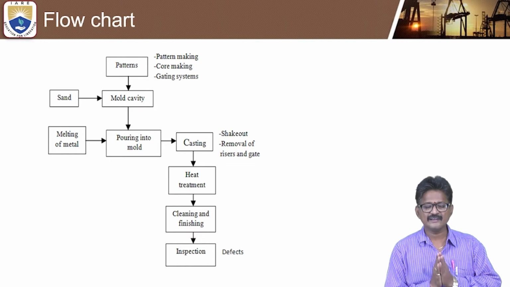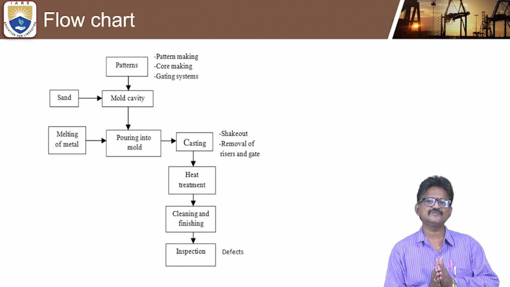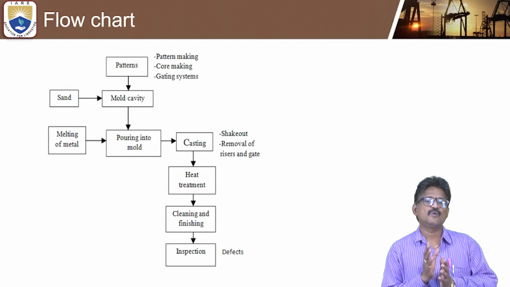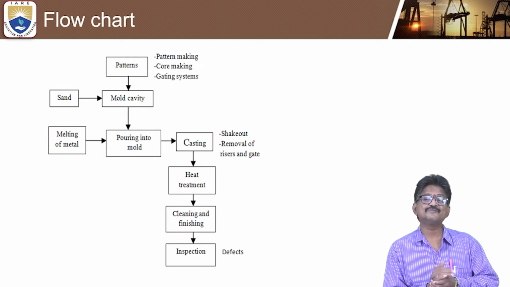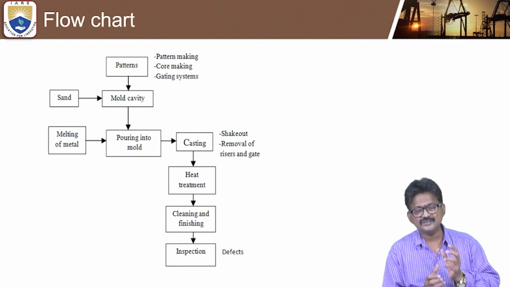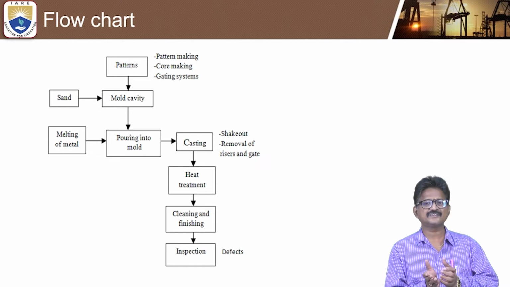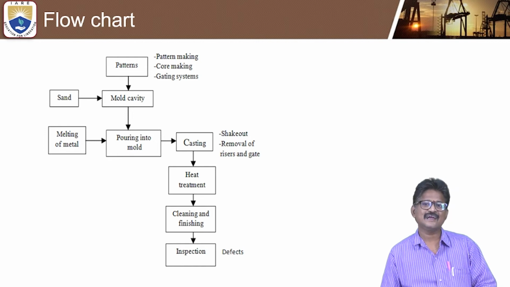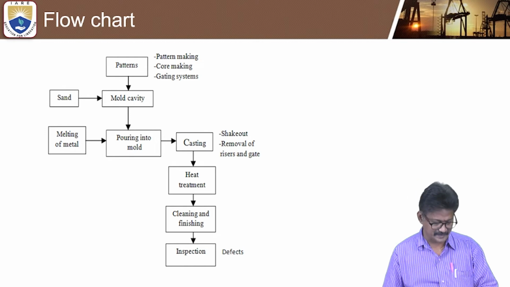Okay, and now let us see one by one. We should discuss what a pattern is and how we can prepare the mold cavity, how we can prepare the molten metal, how we can pour the molten metal into the mold, and with this how we can use the process of casting. And once the solidification time is over, how we can do the heat treatment, and how we can provide the next step of cleaning and finishing and inspection.